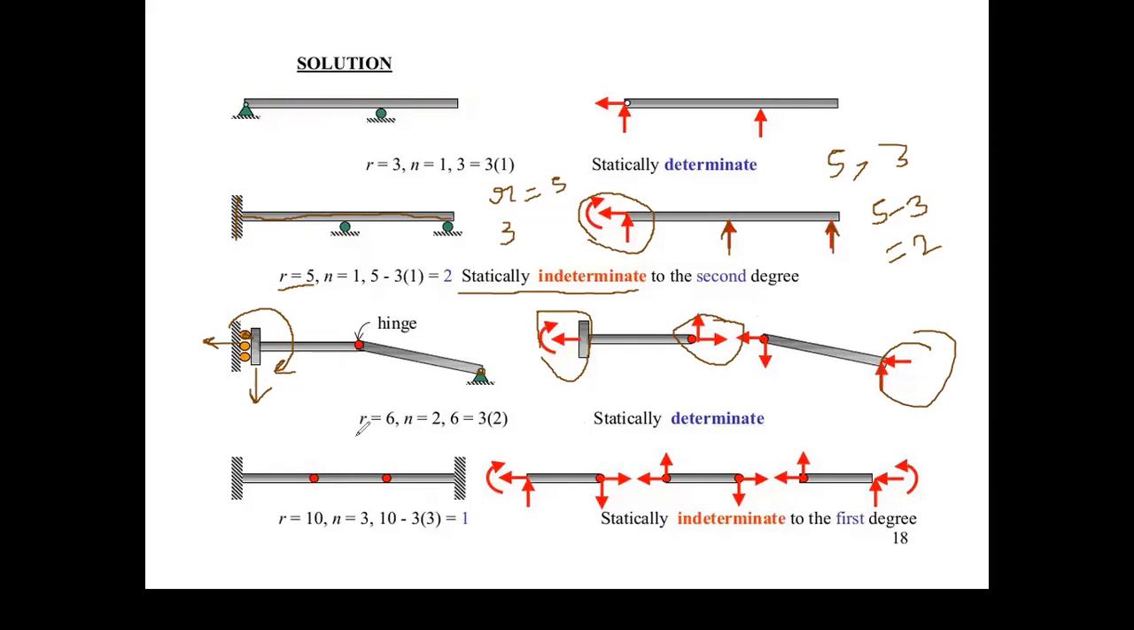So the value of R comes out to be 6. But how many members are there? Now two members are there. It is a connection in between two members. One member is AB, and the second member is BC. Now the value of N is 2. So 3N comes out to be 6 and R is equal to 6. That means this kind of beam is a statically determinate beam.